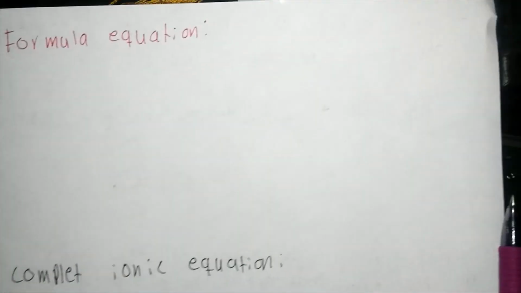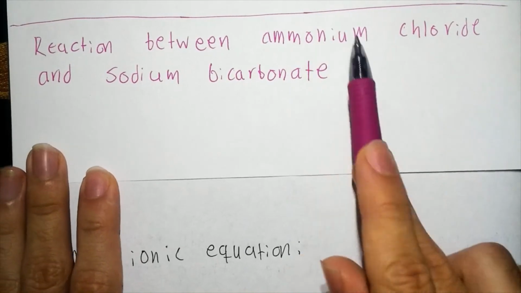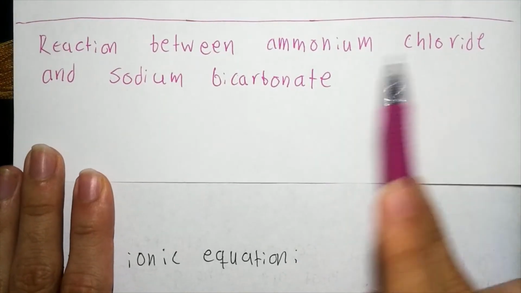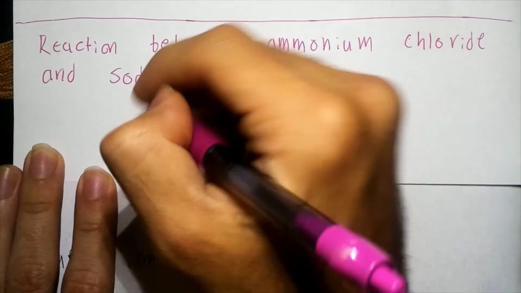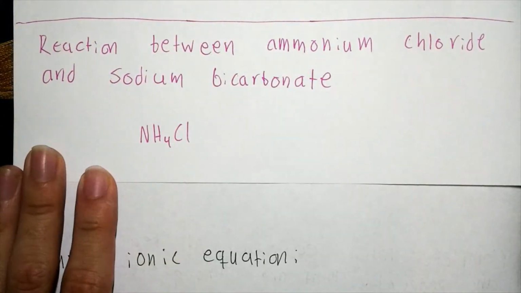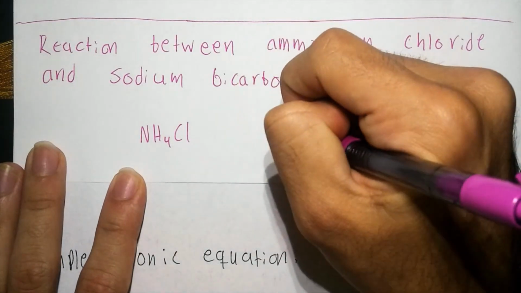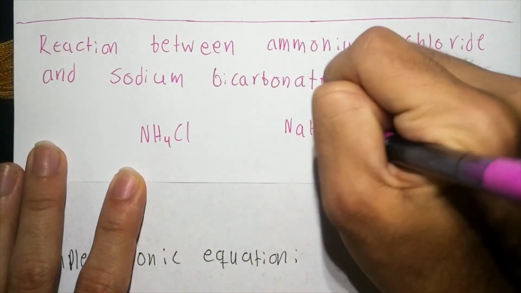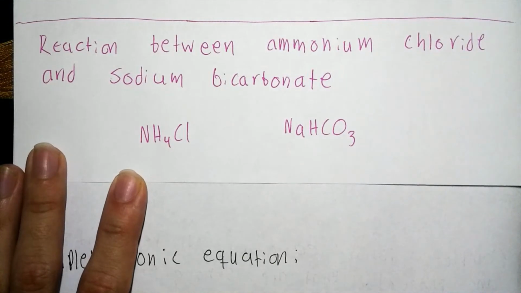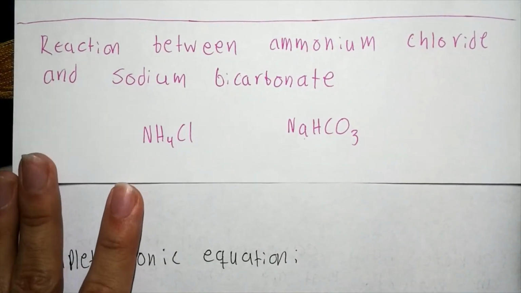All right, let's do another example. We are going to do one for the reaction between ammonium chloride and sodium bicarbonate. Ammonium chloride is NH4Cl. These both have a +1 and -1 charge respectively. And sodium bicarbonate, which is NaHCO3. These both have a +1 charge and -1 charge respectively.